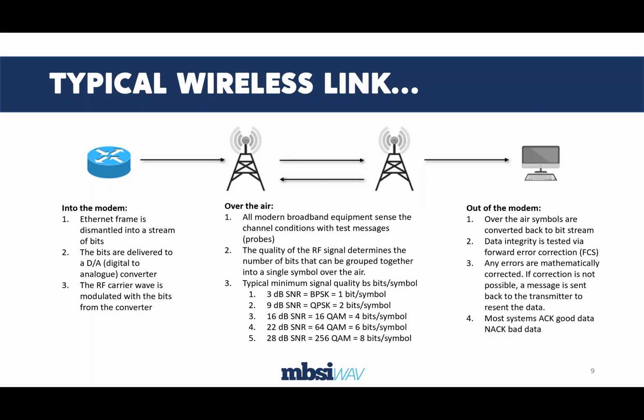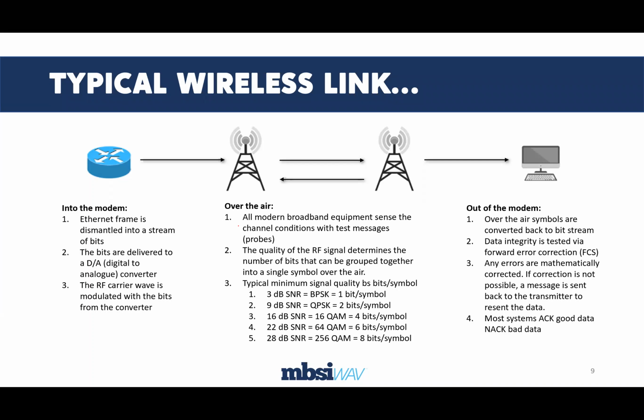Over the air, all modern broadband equipment tests the channel conditions. They probe, they sound, there's all kinds of different terms for it, but nevertheless, they're testing the conditions and seeing what they can do. They oftentimes will advertise to their subscriber units. The access points will advertise their capabilities, and oftentimes when the subscriber module joins the network, it advertises its capabilities to the network. So the network knows how to speak to a particular subscriber unit.